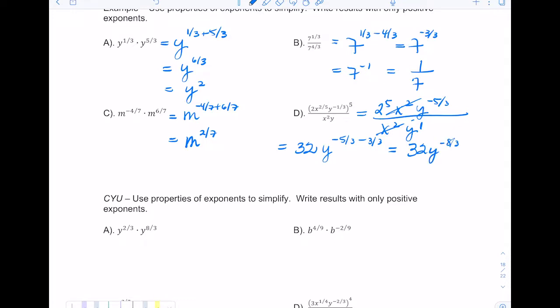And we can't have negative exponents, so to fix that, I'm just going to take the y to the -8/3 and place it in the denominator to make it positive.